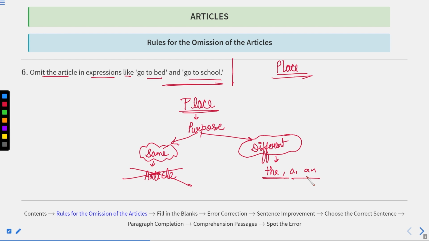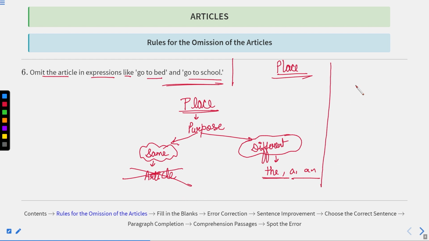For example, if I say there is a temple on that street, I'm indicating a temple. I'm just referring to a temple which is situated on that street. So that is for a different purpose. I'm not using that temple for the worshipping purpose. So if it is serving a different purpose, we can use an article, but if it is serving the same purpose, we should not use any article.